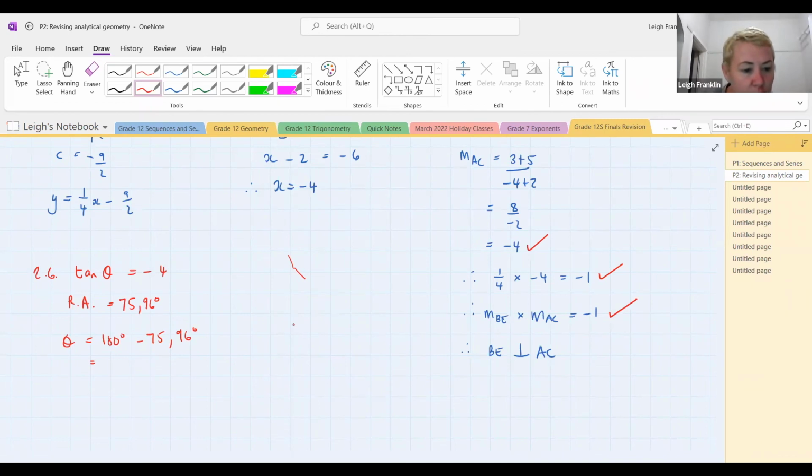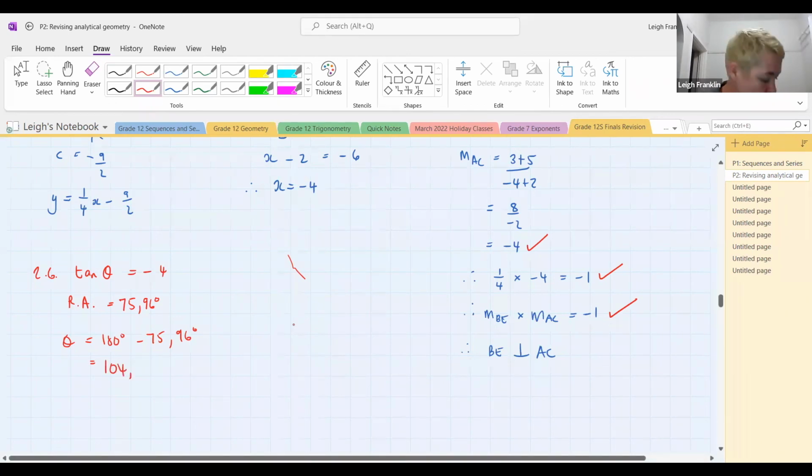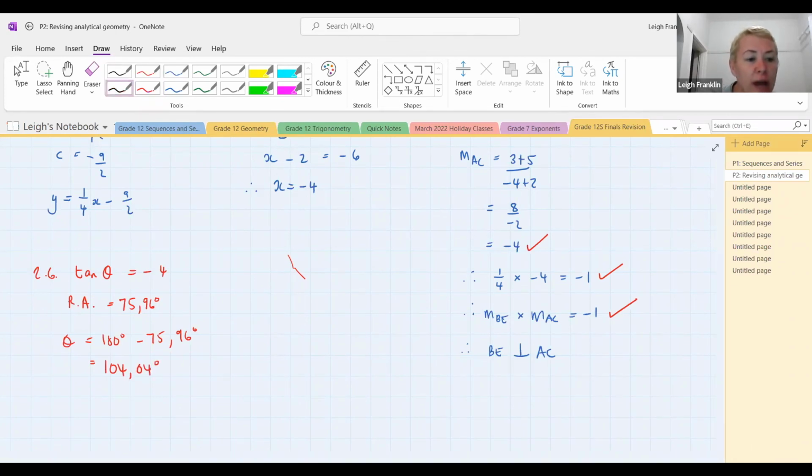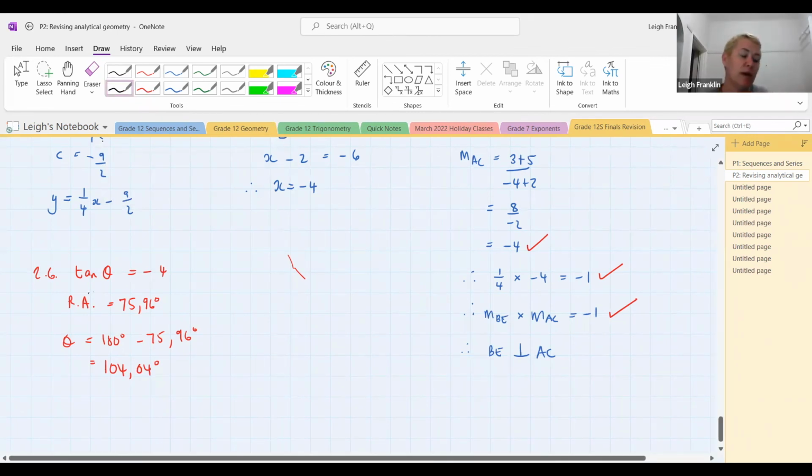And that would leave us with 104.04. It's just really important, guys. You cannot write that theta is 75.96. You'll be penalized if you do that.